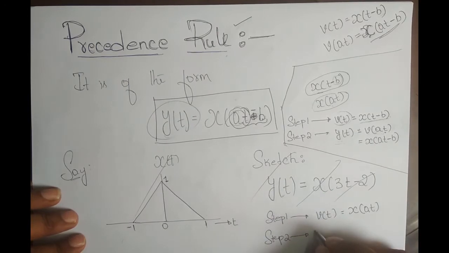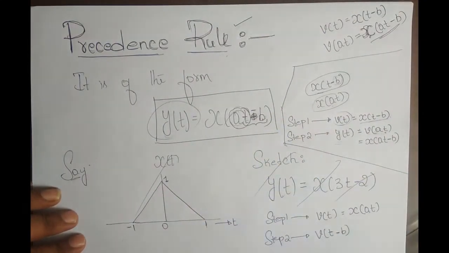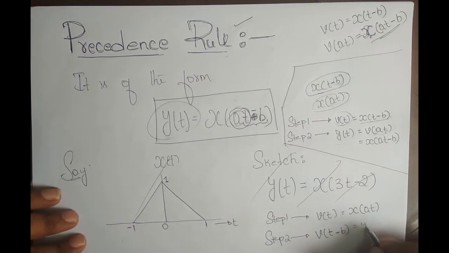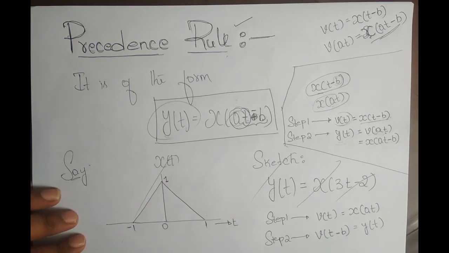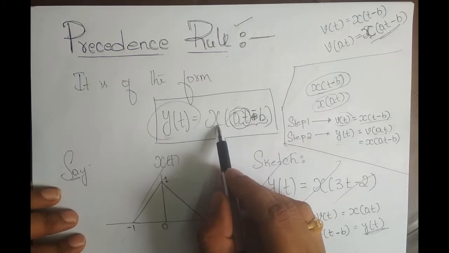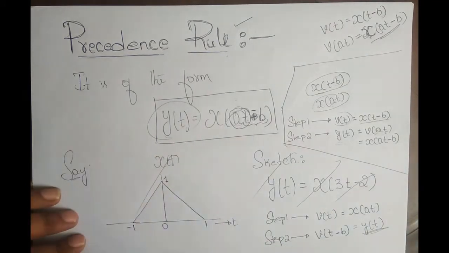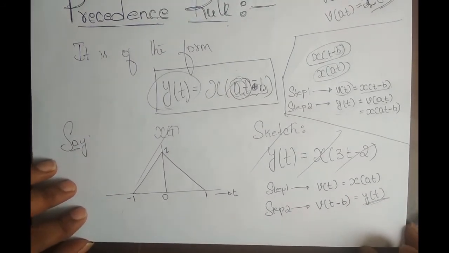So v of t, so minus b, right? So while shifting, ignore the scaling part. While scaling, ignore the shifting part. So this is nothing but I have to call it y of t. Now the question is whether this v of t minus b, which I have called y of t, is our original resultant signal x of at minus b. We don't know, right? So we have to check it.